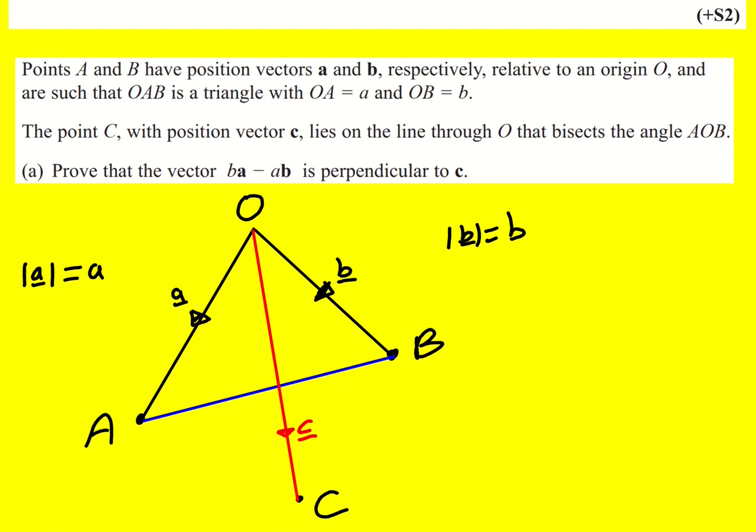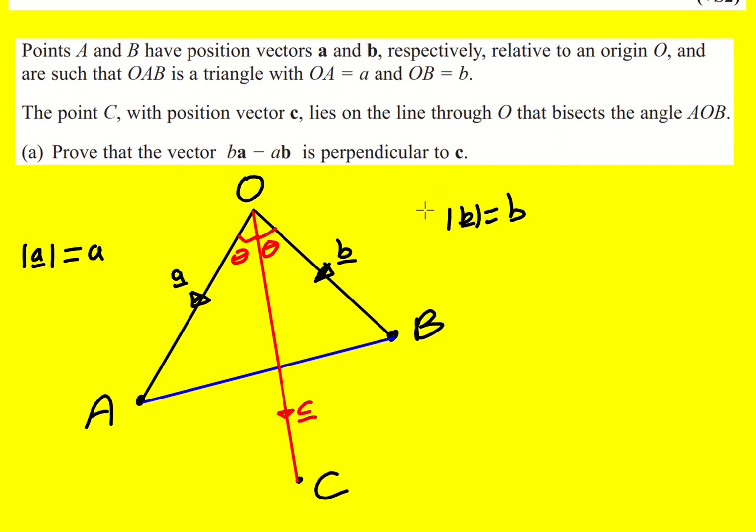And it bisects the angle OAB. So that means if this is theta, then this is theta. Okay, a good diagram is really important for this sort of question. Then, right, that's all the information we have. We're then asked to prove that the vector BA minus AB is perpendicular to C.